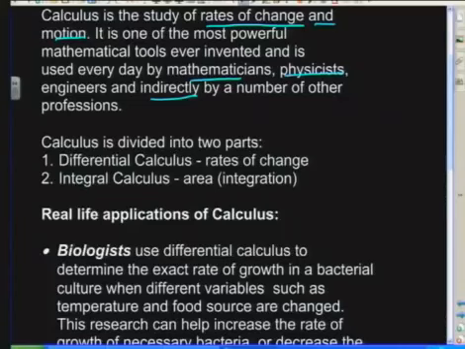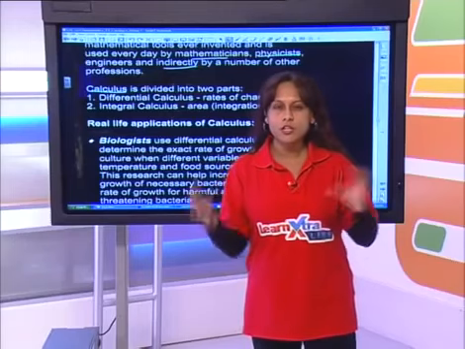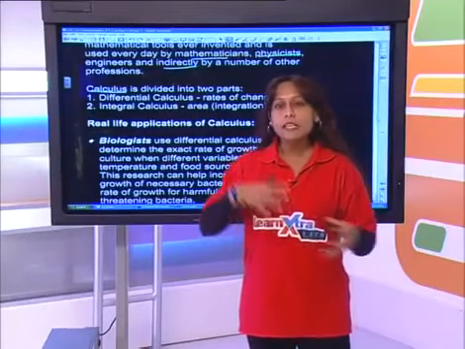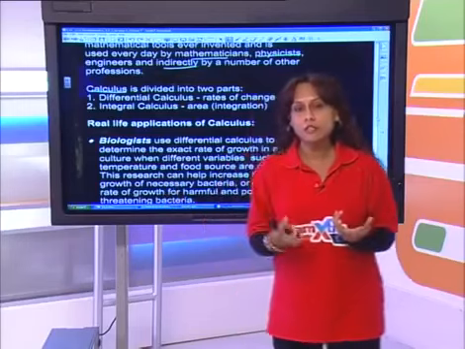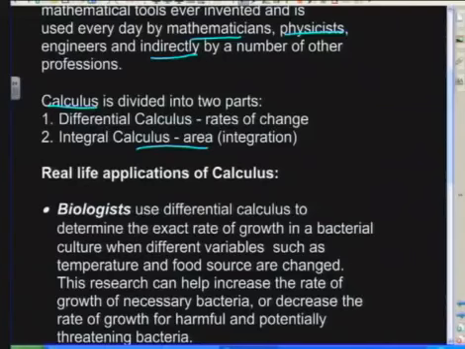Getting into the nitty-gritty of stuff, calculus is divided into two parts. You get differential calculus, which is what we're going to look at today. Differential calculus deals with the rates of change and the motion and all of that. The other part of calculus is called integral calculus. Now, integral calculus deals with areas and integration. That's not something you do in the normal grade 12 syllabus.